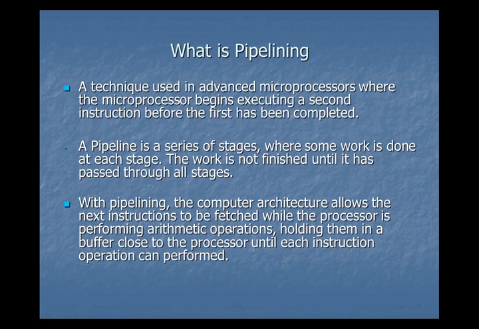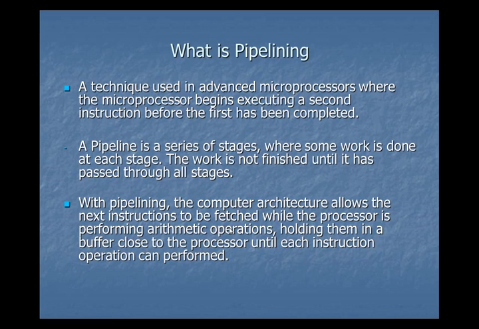Next, pipelining is a series of stages. That is, a pipeline contains multiple stages where some task is done at each stage. As I told you, the work is not finished until it has passed through all the stages. If the welding part is done and the painting part is pending, it is not finished. Only if all the persons complete their tasks at their given time is the instruction finished, and only then is the pipelining work finished.